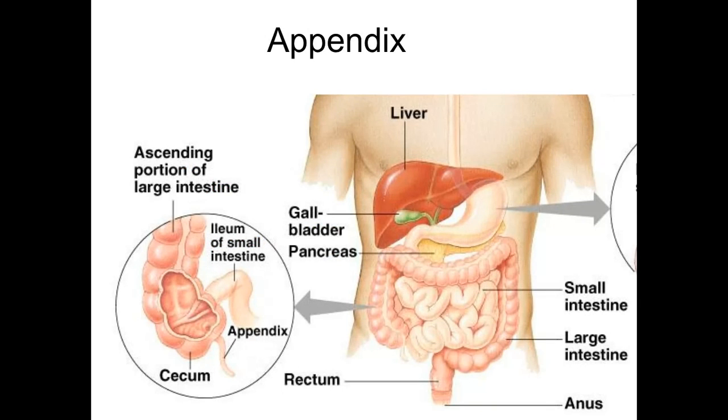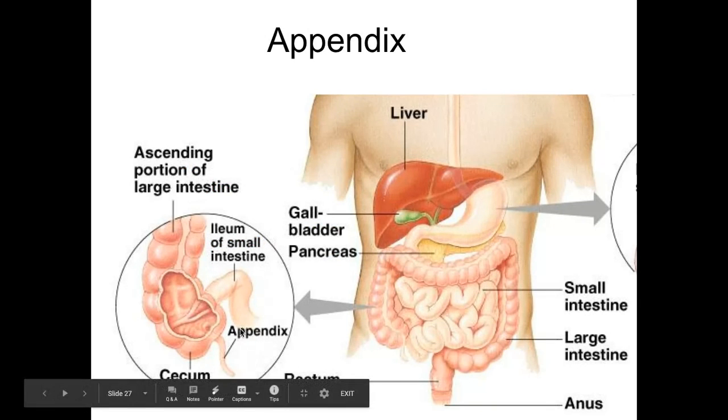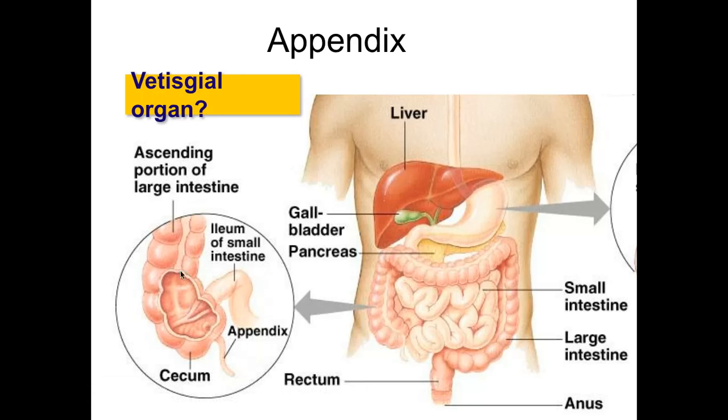Appendix. So if we think about our appendix, we call this an accessory organ or possibly a vestigial organ. This is it right here. This little pigtail-looking thing comes off the end of our large intestine, where our large intestine and small intestine meet. Here comes the small intestine into the large intestine, and then our food will travel up.